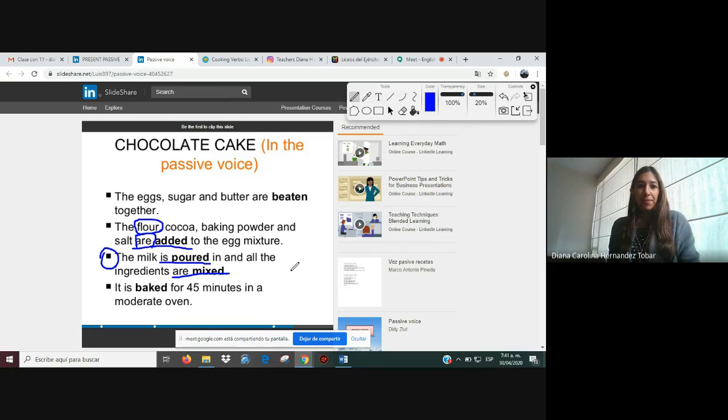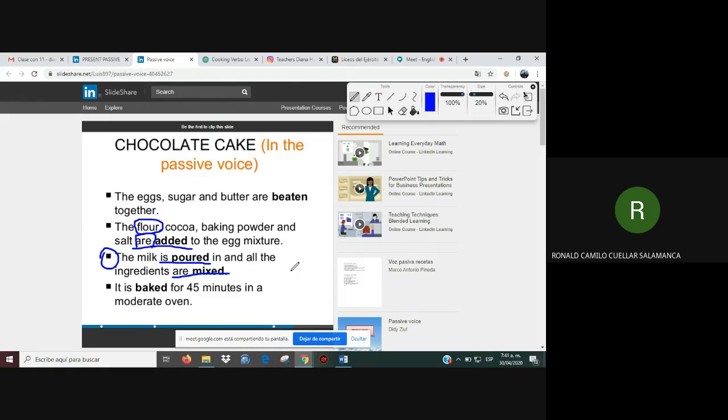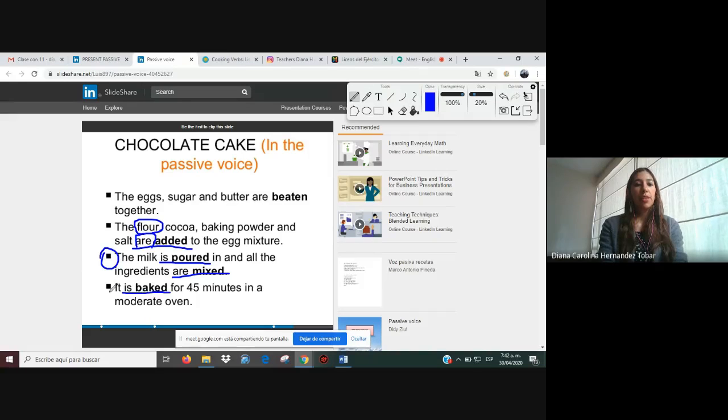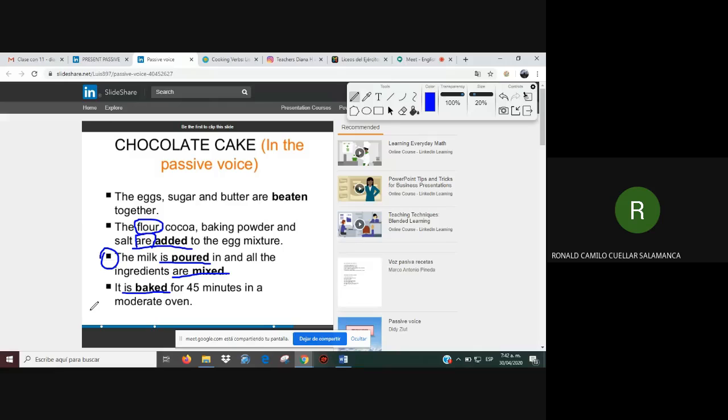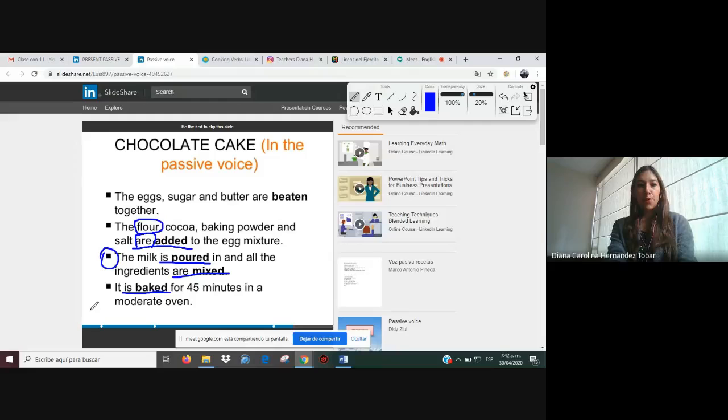Okay, Ronald, the other sentence, please. Could you please read it and tell me the passive voice structure there? So the passive voice is baked. Baked. Yes, it is baked for 45 minutes in a moderate oven. Okay, thank you so much. So if you see, a lot of passive structures are used when giving the instructions of a recipe, right? Okay. All right, very good. Let's continue.